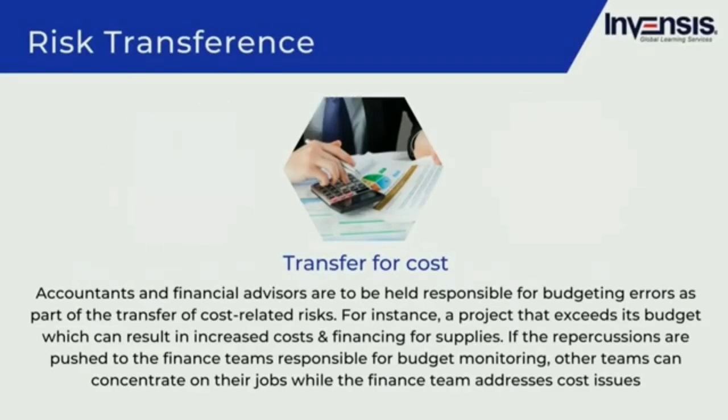Third is transfer for cost. Accountants and financial advisors can be held responsible for budgeting errors as part of the transfer of cost-related risks. For instance, a project that exceeds its budget can result in increased manufacturing costs and financing for supplies. If the repercussions are pushed to the finance teams responsible for budget monitoring, production managers and team members can concentrate on their jobs while the finance team addresses cost issues.